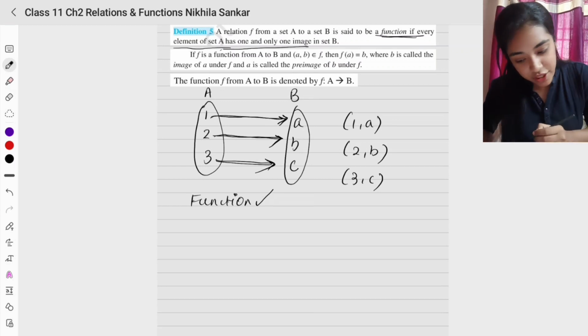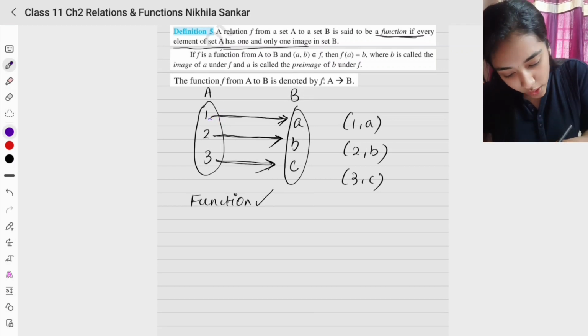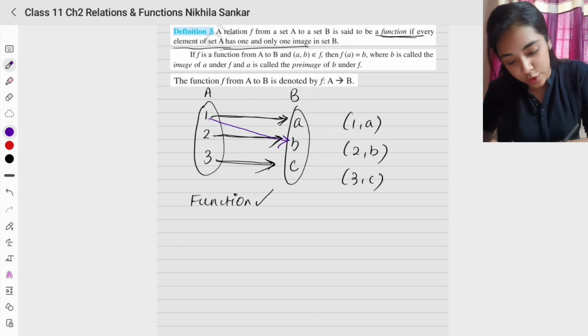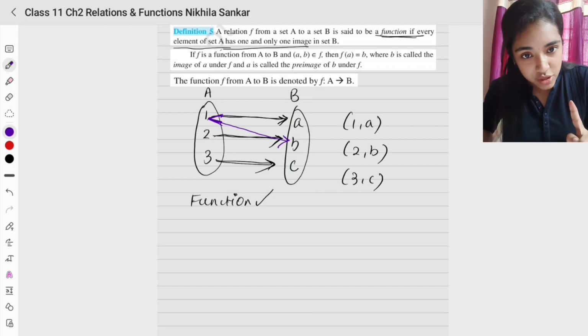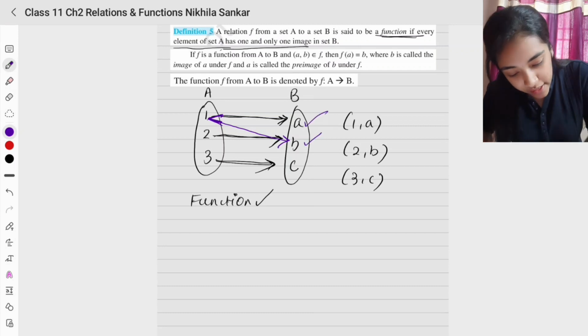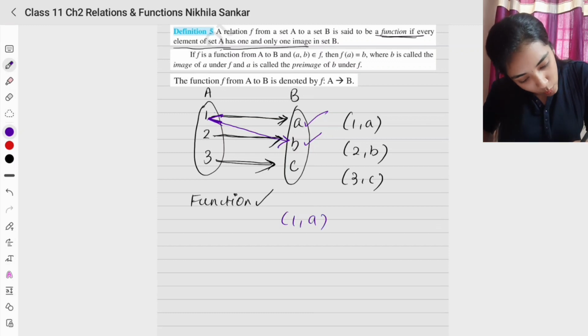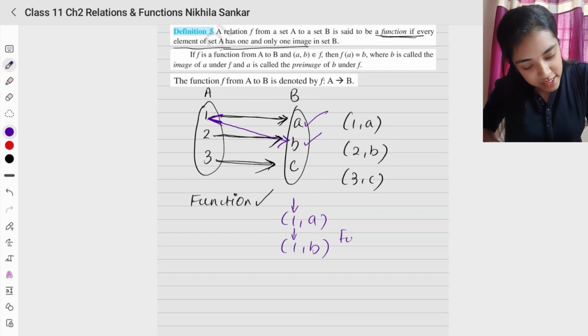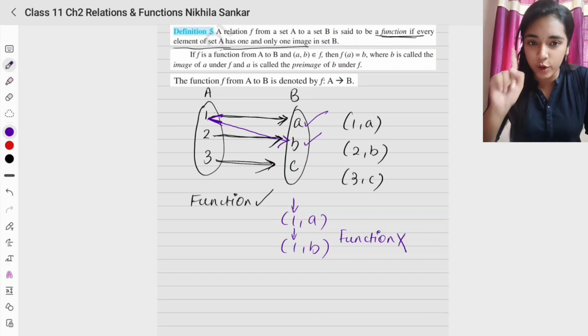For example, if 1 is also paired to B, you see that there are 2 arrows coming out of 1, which means there is no one and only image. Correct? You have 2 images, A and B. So A is the image of 1 and B is the image of 1. So you have (1, A) and (1, B). In that case 1 has 2 images, which means this is not a function. You should only have one and only one image.